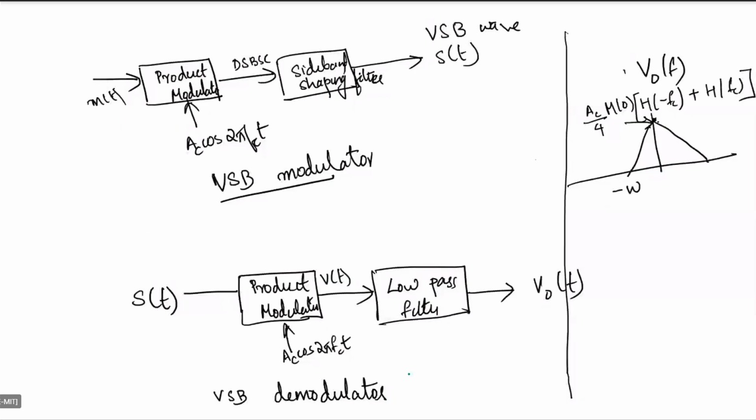And the VSB modulator is the same thing. You have a product modulator, with the message signal and carrier signal as the input. You have a DSBSC signal, and you pass it through the sideband shaping filter, and the output is s(t), the VSB wave. And the demodulator is like coherent detection only. Again, a product modulator, and you pass it through a low pass filter. So this is all about vestigial sideband modulation, and that was the last topic for the day.